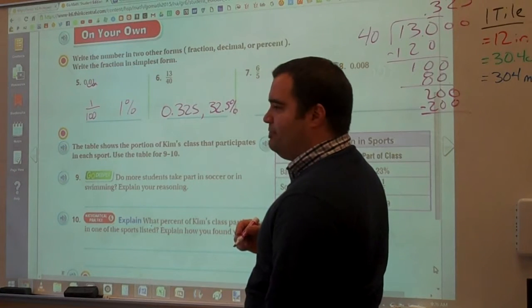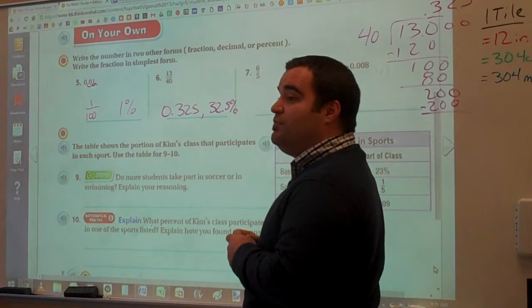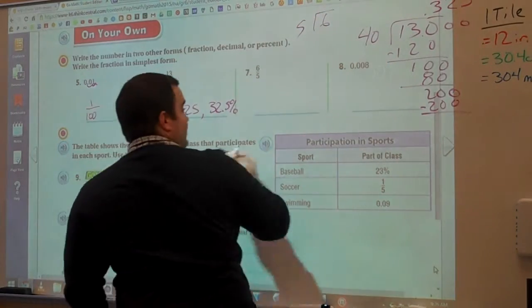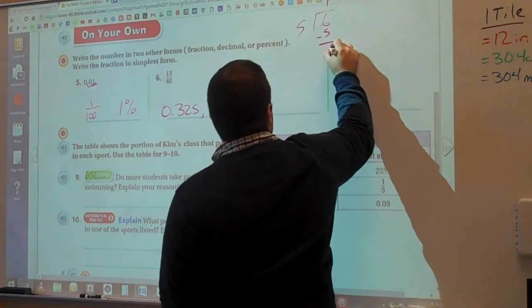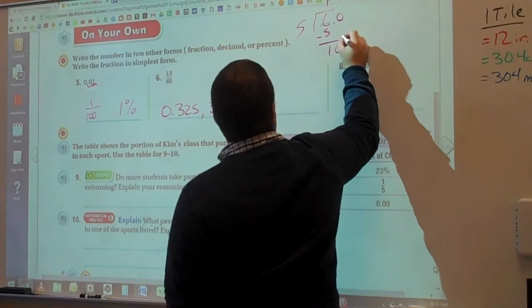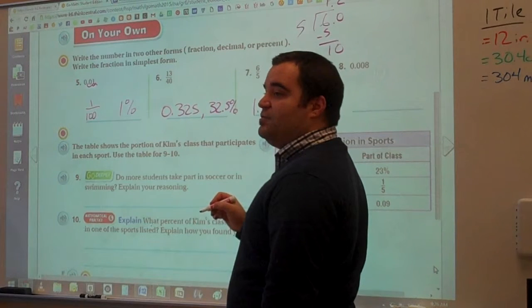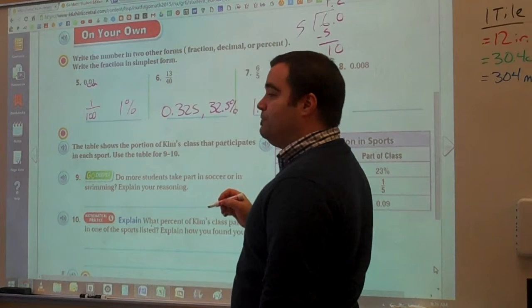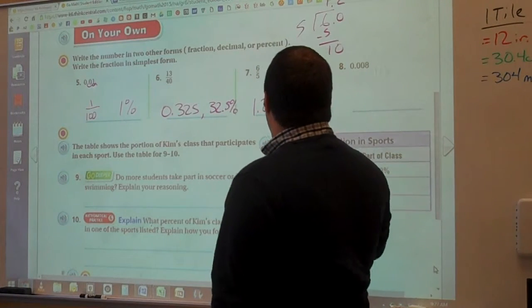6/5. Hey, 6/5, is that more than 100%? Yeah. That's more than 1 if I reduce that. 6 divided by 5. 5 goes into 6 one time. .2, which is what percentage? 120%.